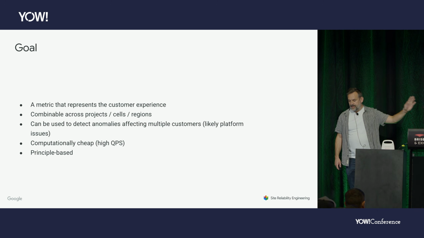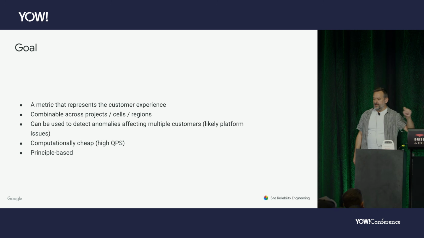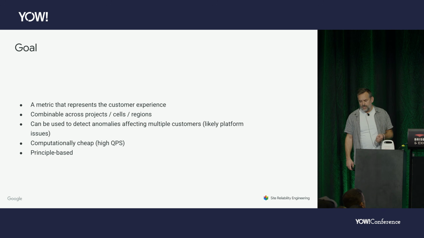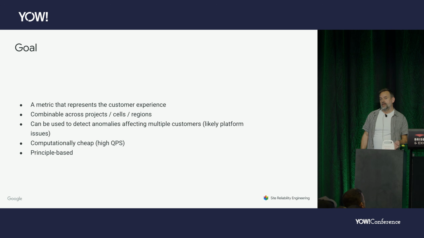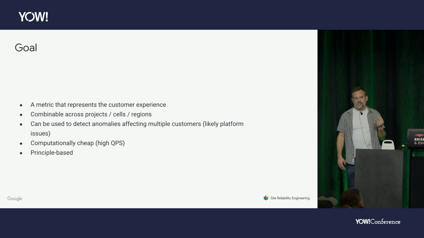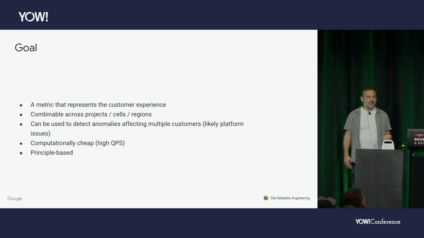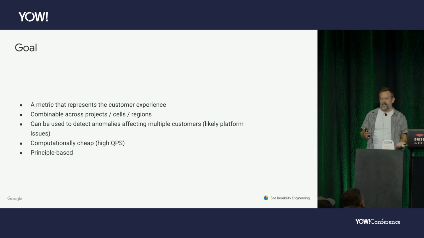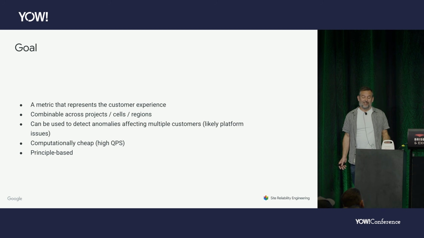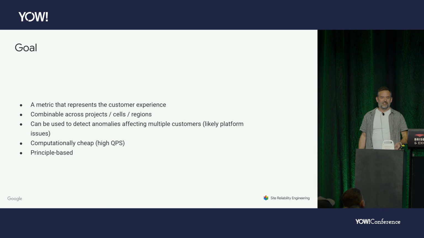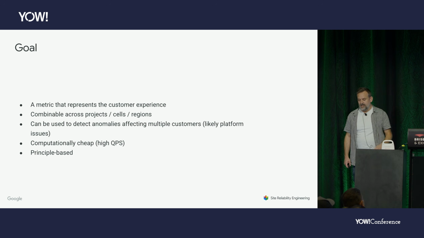As I say, we particularly care about anomalies that impact multiple customers, because that's what tells us it's a platform problem rather than just a customer problem. We want something that's cheap to compute. As you can imagine, we get an enormous amount of traffic, so it's got to be super cheap to compute this thing. We can't do things that are computationally complex because it's going to be overwhelming and cost us a lot of money in terms of the resources we're consuming to process the data.